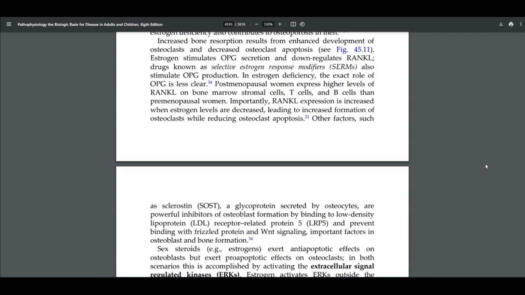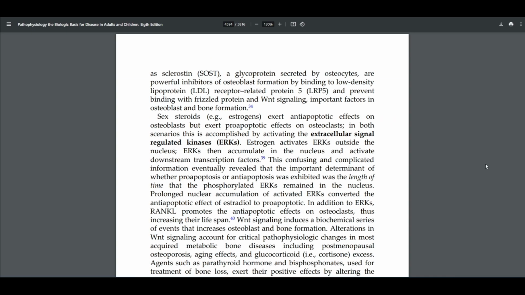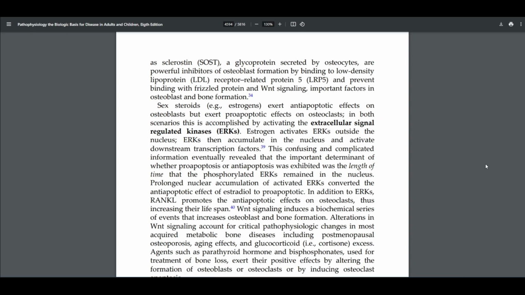Other factors, such as sclerostin or SOST, a glycoprotein secreted by osteocytes, are powerful inhibitors of osteoblast formation by binding to low-density lipoprotein receptor-related protein 5 and preventing binding with frizzled protein and WNT signaling. These are important factors in osteoblast and bone formation.